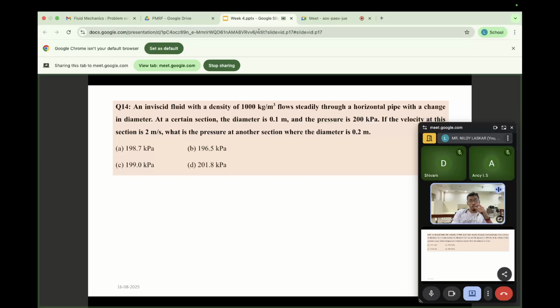So see, if pressure is given, you know that you need to apply Bernoulli's equation. So please try to solve this one. I am giving you 3 minutes time. Up to 4:40, you just try to answer this one.